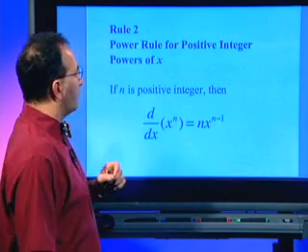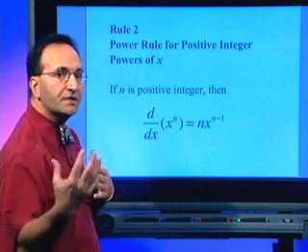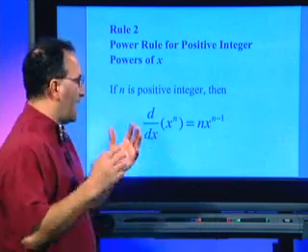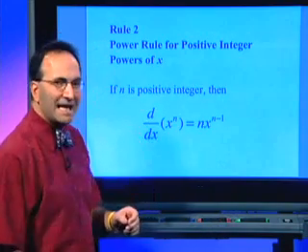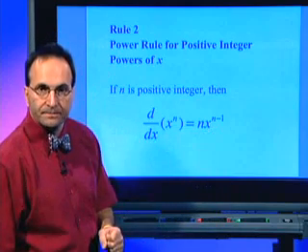The power rule for positive integer powers of x. If n is a positive integer, then the derivative of x to the n is equal to n times x to the n minus 1.